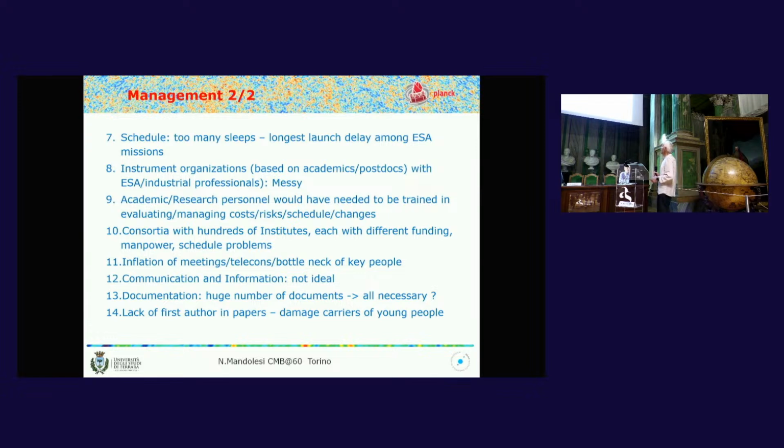Lack of first-authoring papers damaged, according to me, and that's a personal view, the careers of young people. This is a matter of discussion, I guess.